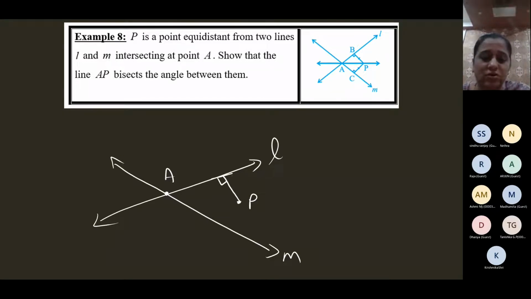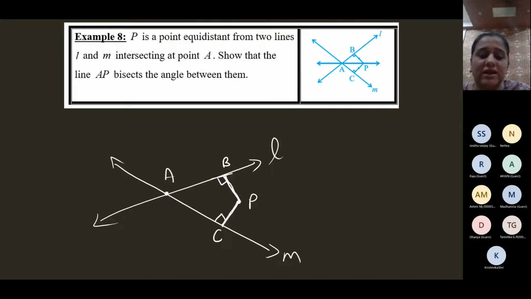That is, if you walk like this, let's call this point B. So if you walk along PB, that line is perpendicular to the line L. Similarly, from P, draw perpendicular to the line M, call that point C. So to reach the line L from P, you're going to use the route PB. To reach the line M from the point P, you're going to use the route PC.